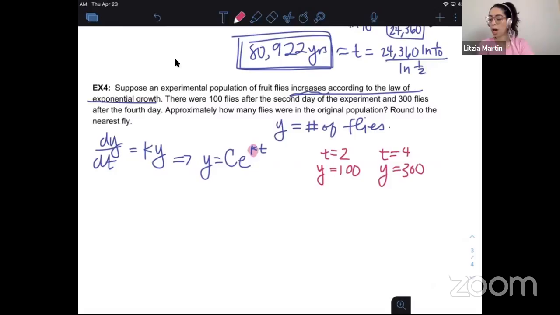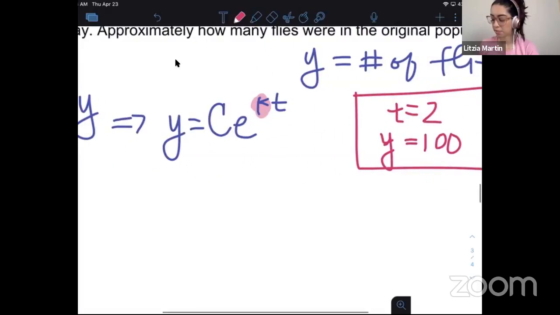All right, so they didn't give us any initial value, so that means we don't know right away what c is equal to. We're going to have to do a little bit of extra solving in order to do that. So we can start with either one of those two points. Doesn't really matter because we don't have 0. So let's just start with t equal to 2 and plug it in and see what happens.